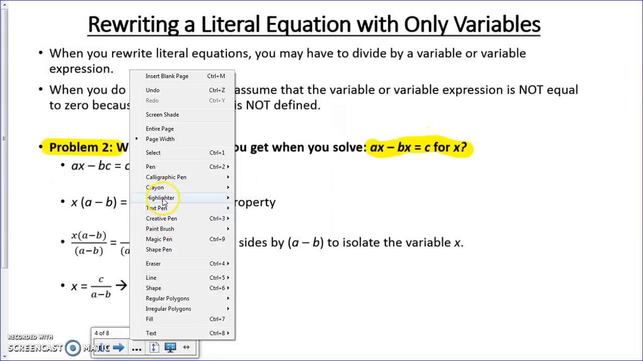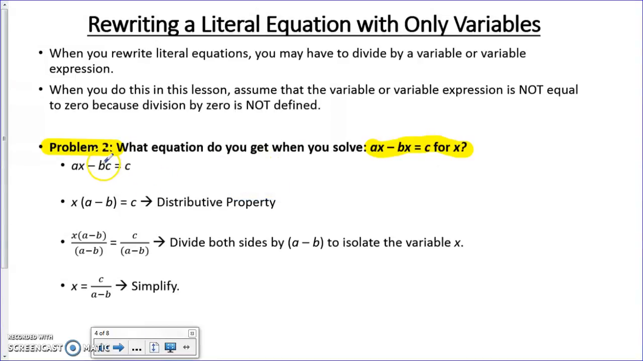I made a mistake here. I rewrote it wrong. This is supposed to say bx. Ax and bx have a common variable here, x. So if you factor x out of both ax and bx, which we'll talk about later, x times a minus b equals c. That's what this simplifies to.